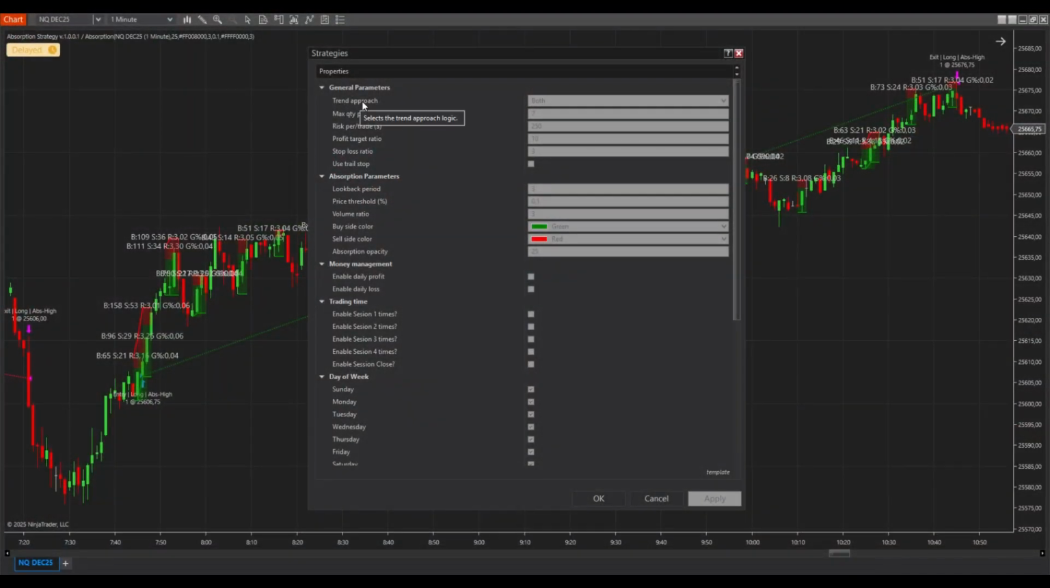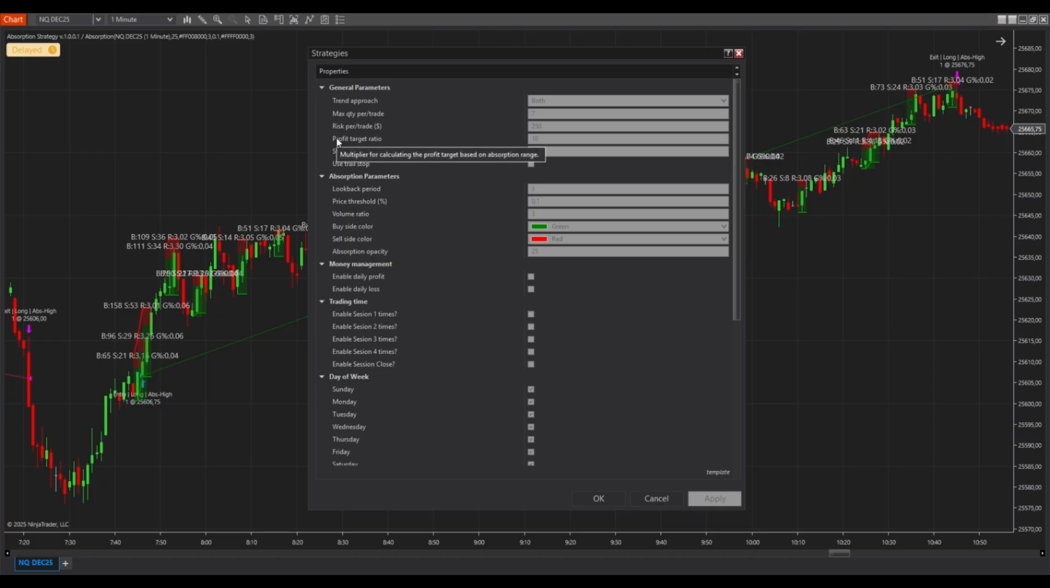First, trend approach. Choose only long, only short, or both. This controls which signals the strategy trades. Next, max quantity per trade. This caps the number of contracts per trade, helping control position size. Risk per trade sets your dollar risk per trade. The strategy calculates position size based on this and the stop-loss distance.